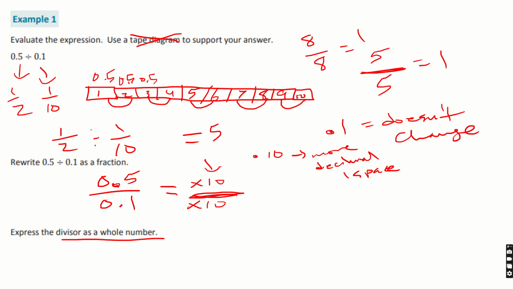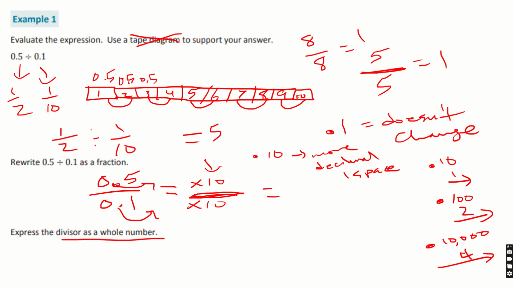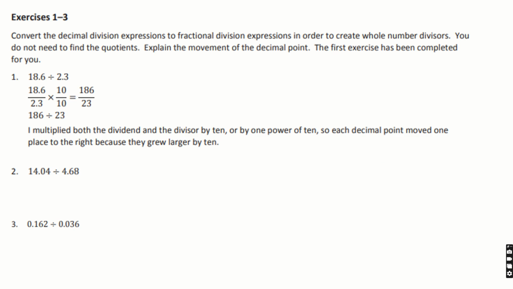So if you did it times 10, you'd move the decimal 1 space. If you did it times 100, you'd move the decimal 2 spaces. If you did it times 10,000, you'd move the decimal, count the zeros, 4 spaces. So in this case, I'm going to move the decimal 1 space on the top and 1 space on the bottom, moving to the right. So here and here, I get 5 over 1, which is that answer we talked about from before, which was 5. Okay, so we're going to continue to do that process throughout this lesson.